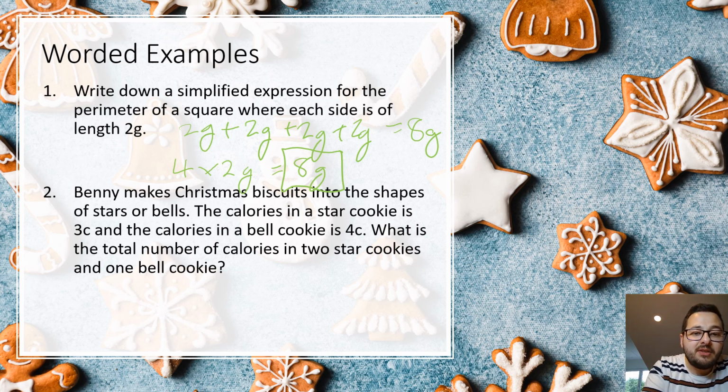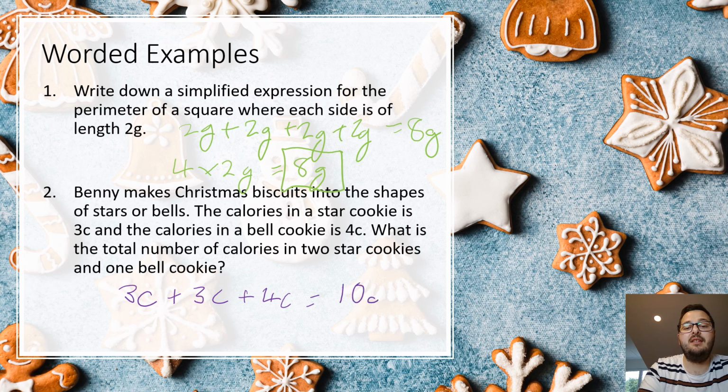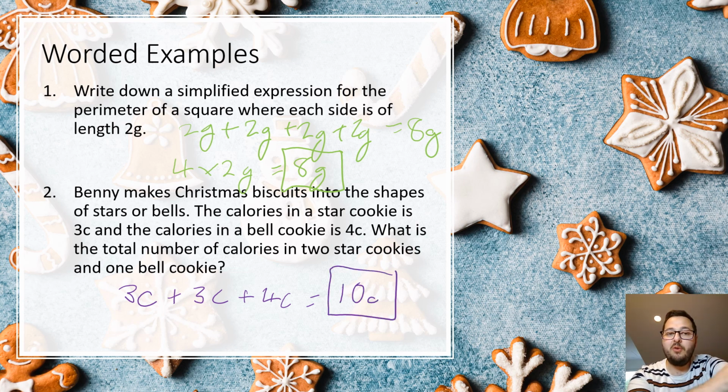Well, a star cookie is 3c and we've got 2 of them. And a bell cookie is 4c and we've got 1 of them. Then bring them all together. 3 plus 3 is 6, plus 4 is 10, so this is 10c. Okay, so hopefully that's okay. So like terms, if they've got the same letters, you can bring them together, add, take away, whatever you like.